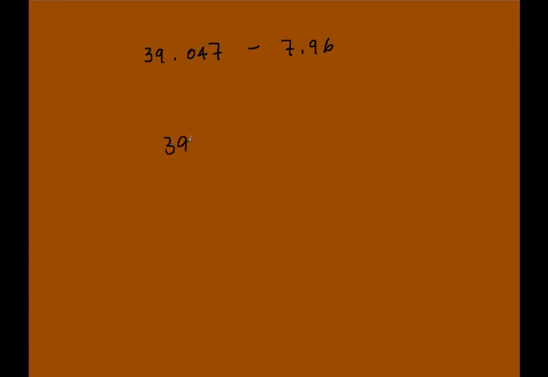So you want to write down the first number, 39.047, and you want to make sure that the decimal points here and here are perfectly aligned. They are in a line like this here. So that means the next number is 7.96. So let's try to subtract these numbers here.